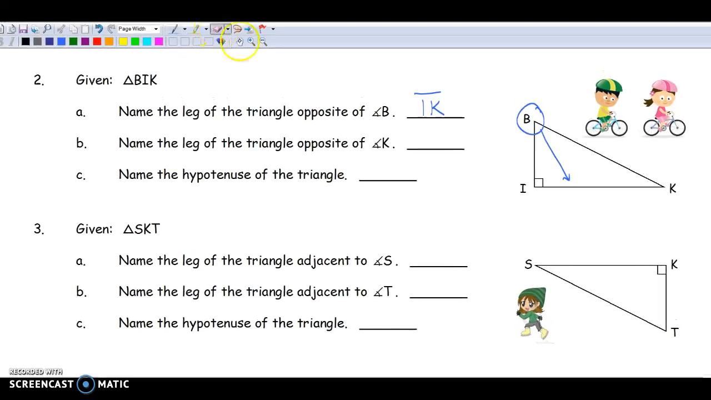All right, then if we're talking about the next angle, K, then we have the leg of the triangle opposite angle K. Well, the side that doesn't touch angle K is BI, which is right here. Then if we do this one, name the hypotenuse. Well, the hypotenuse is always the side across from the right angle, so that would be BK.